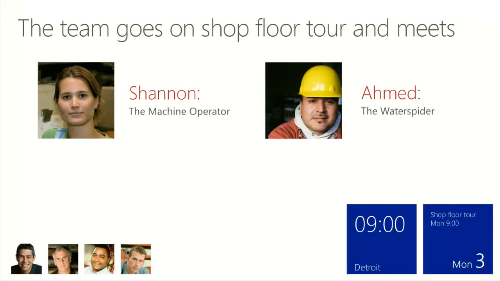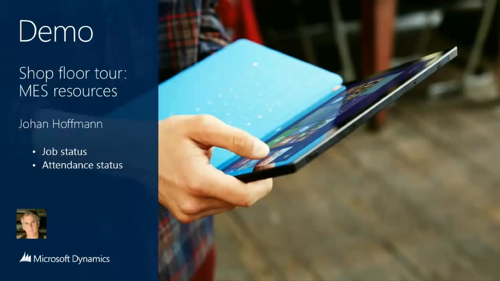And with that, we're going to actually go into some demos that Johan is going to take us. So on the shop floor tour, they actually look at some job status and some attendance status that Lars will actually give them. Thank you, Conrad. So I'm now playing the role of Lars, who is the shop floor supervisor. He's responsible for a team on the shop floor. And one of the first things that Lars will do when he meets in the morning is look at the job status and the attendance status of the people who work in his department.